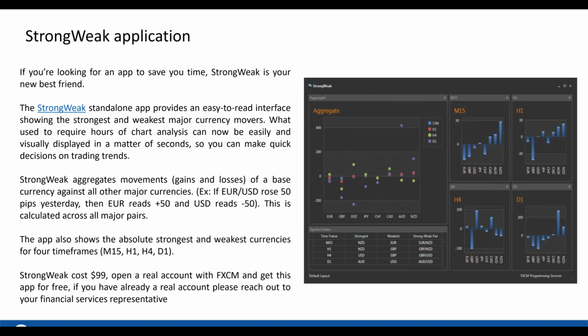Strong Week aggregates movements, the gains and the losses of a base currency against all other major currencies. So, for example, if the euro-US dollar rose 50 pips yesterday, then the euro reads plus 50 and the US dollar reads minus 50. This is calculated across all major pairs. The app also shows the absolute strongest and weakest currencies for 4 time frames: the 15-minute, the 1 hour, the 4 hour, and the daily.